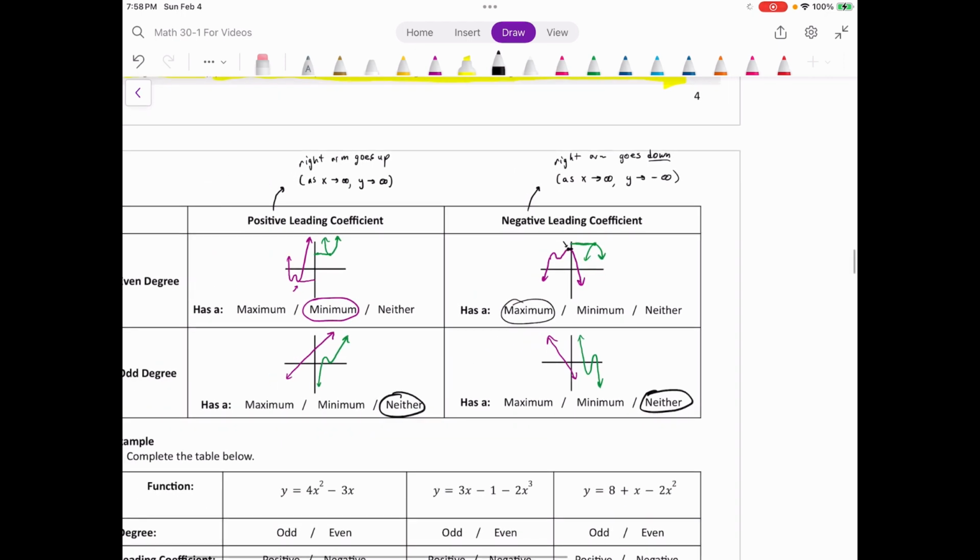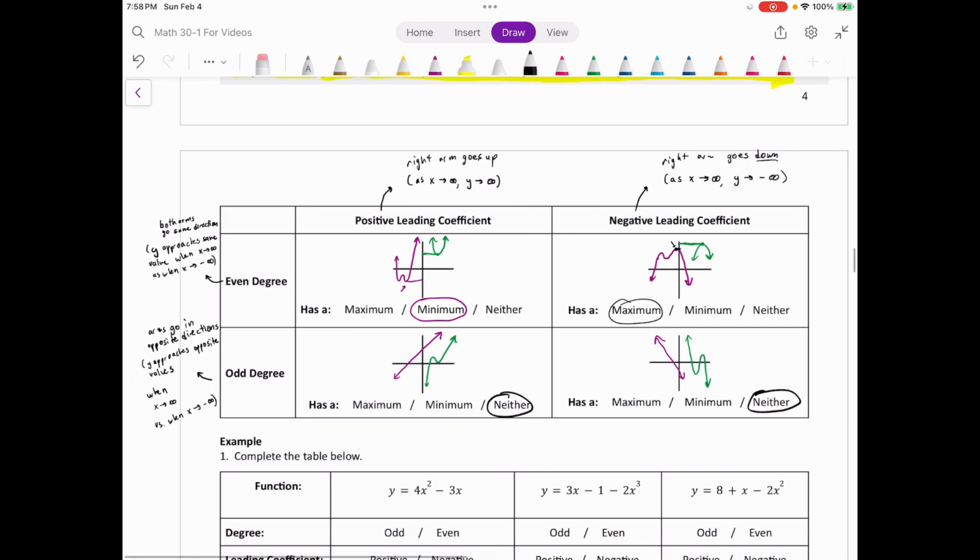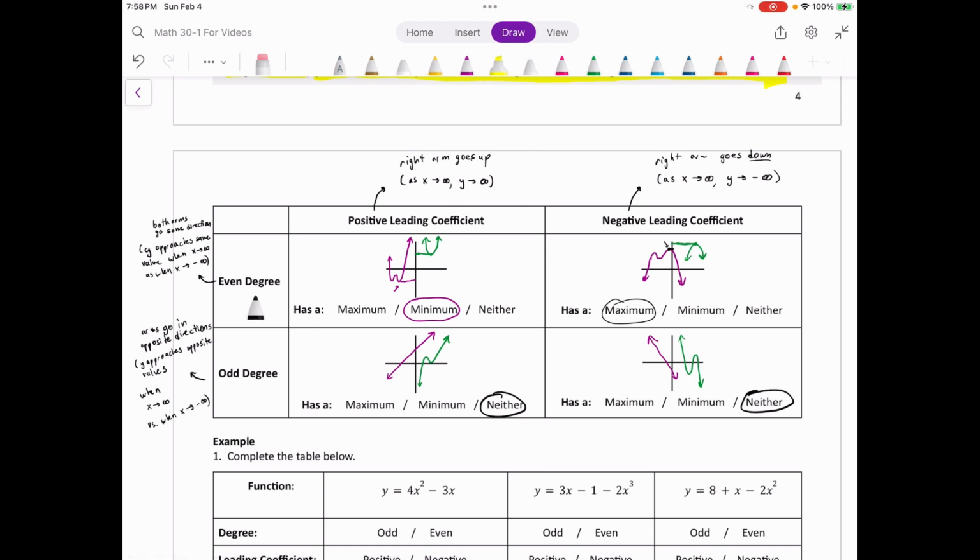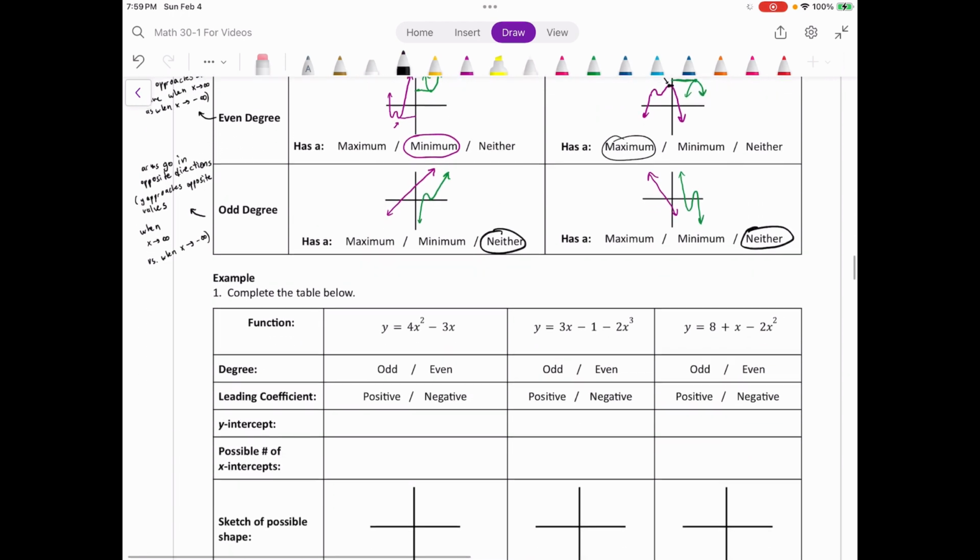So there's basically the four combinations we can make, right? We could have positive with even, positive with odd, negative with even, negative with odd. And it all just comes down to thinking about, okay, what's the right arm going to be doing? That's what the leading coefficient tells us. And then what's the left arm going to be doing? Well, it depends. Is it doing the same thing as the right arm, even degree, or the opposite thing as the right arm, odd degree? And with those two ideas, we can work out the end behavior for the graph, or if we know the end behavior for the graph, we can work out the degree and the sign of the leading coefficient, which is pretty cool to be able to tell just by looking at the graph or just by looking at the equation.